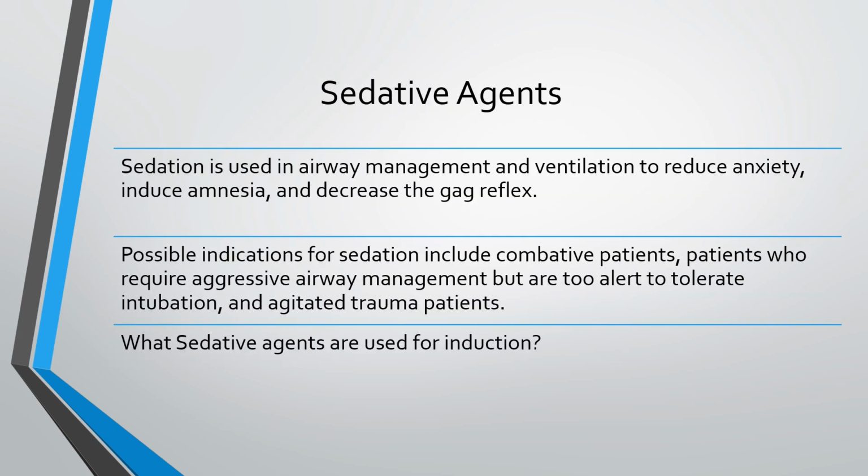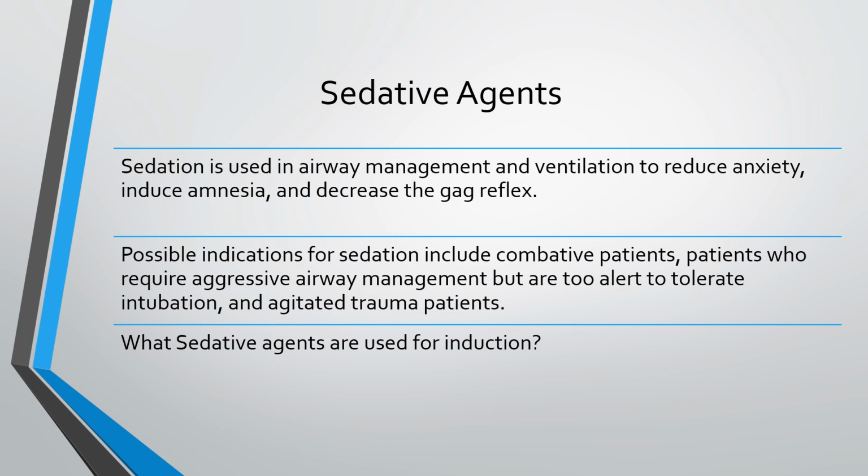Sedation is used in airway management and ventilation to reduce anxiety, induce amnesia, and decrease the gag reflex. This is what we have in our system and why we use it. So we're going to talk about our sedative agents. I'll bring it up when we hit the medications too, but ketamine is a dissociative, not necessarily a sedative, because it doesn't really affect the GABA. It hits a different pathway, NMDA instead. But as far as induction, we call it a sedative agent, even though it's technically dissociative. There's a lot of interesting technicalities in here.